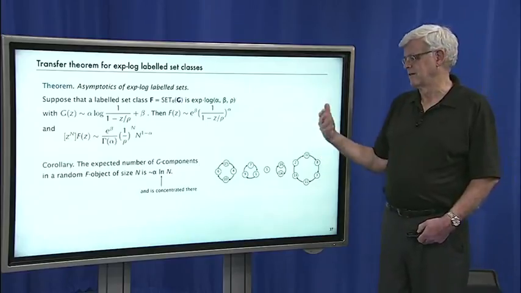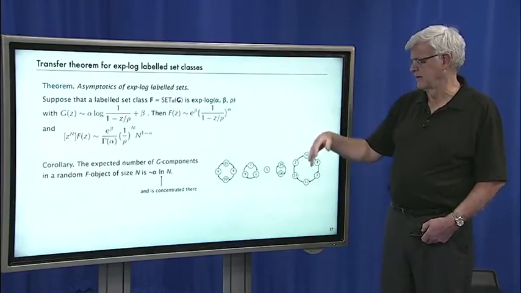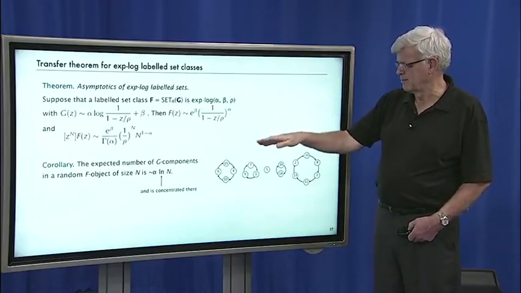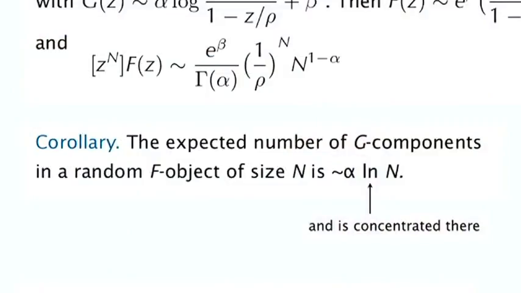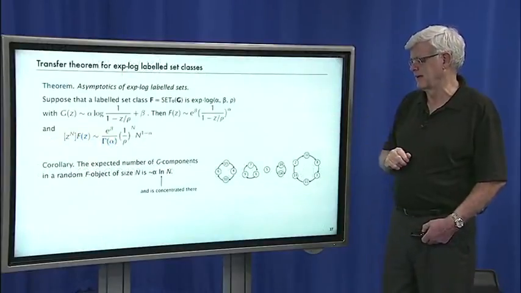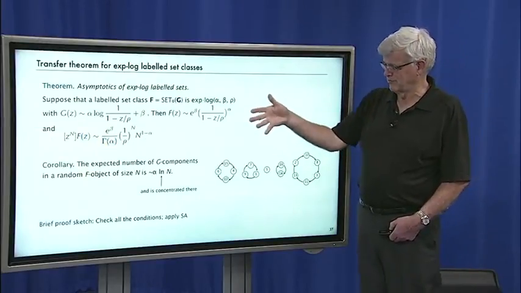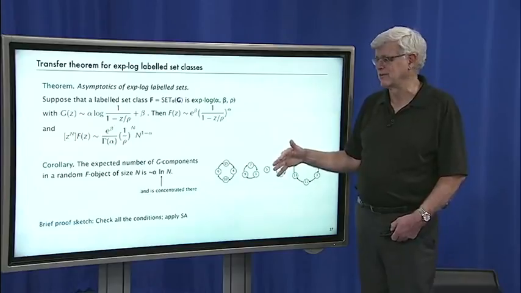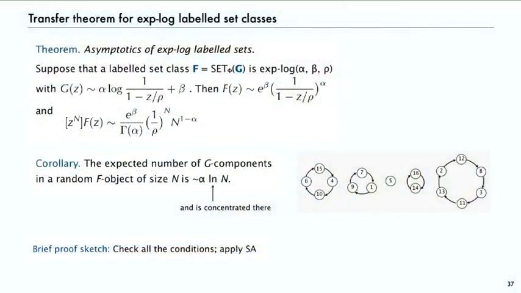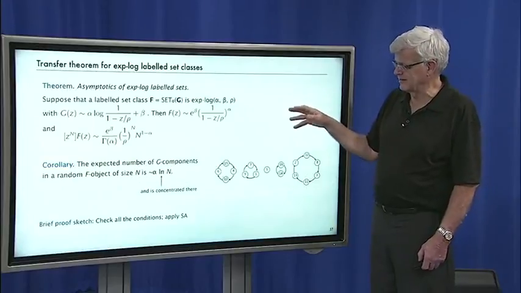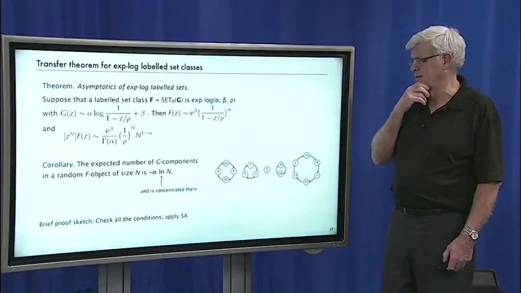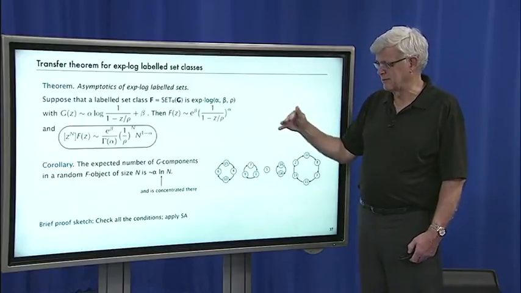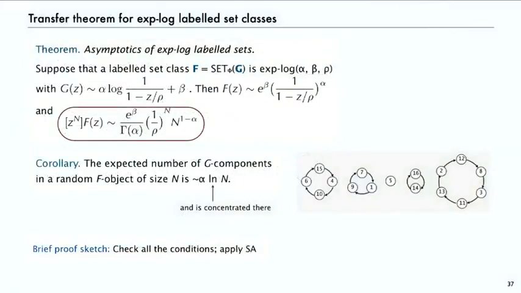Not only that, for such classes, the proof shows that the number of G components is going to be alpha log n. That's true for any xlog class. In extremely brief proof sketch, really not at all, those conditions match up with the basic singularity analysis process, and it's just applying the singularity analysis in this general setting. And you can see that the conditions of delta analyticity and so forth match up, so not going to go through that detail. So most people for applications are just going to remember that one formula. Going to need to remember just that one formula for xlog labeled set classes.